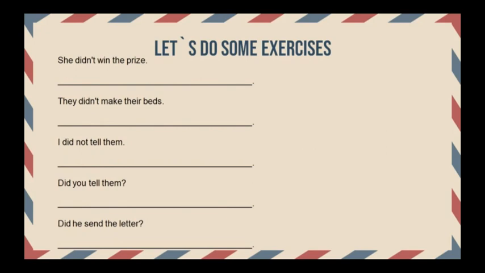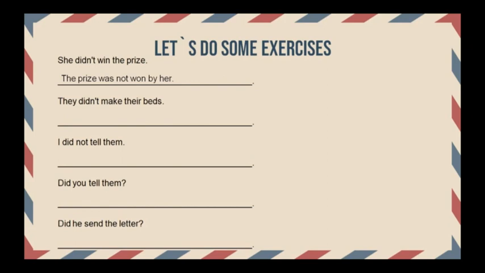Next one. She didn't win the prize. This is also in a negative form, okay? She is a subject, didn't win is a negative form of verb, and the prize is an object, okay? Then the passive voice will be: the prize was not won by her. Okay?